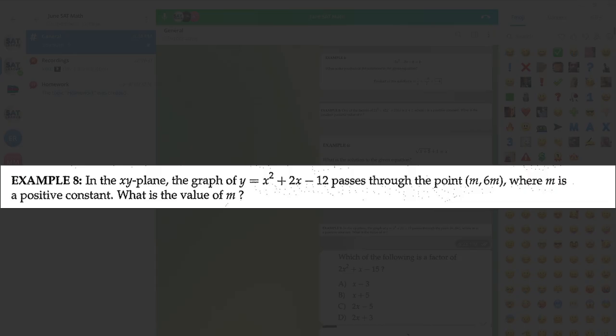And if you cannot, can you give me your thoughts, your ideas of how we can solve it? I think the phrase "passes through the point" already must tell you to plug in the x and y values to the equation.